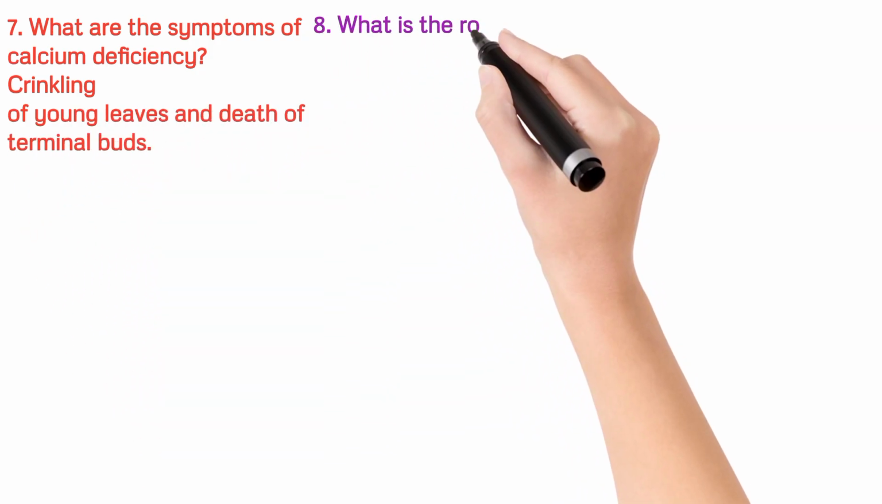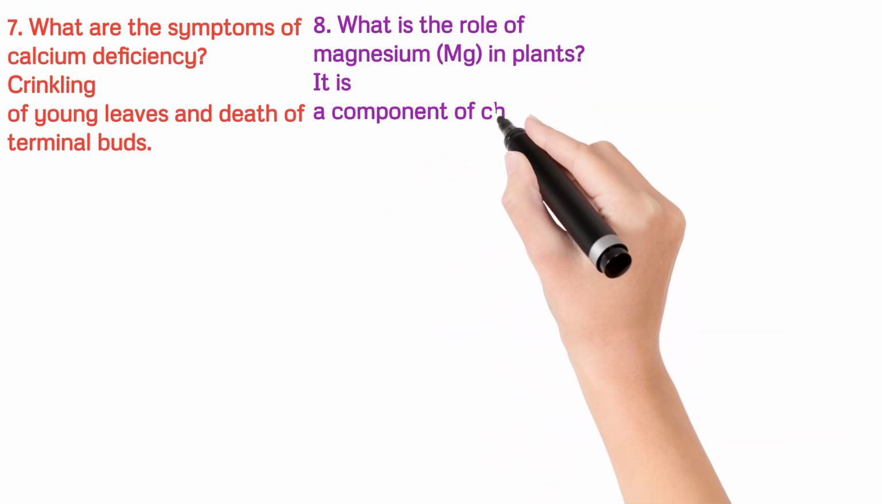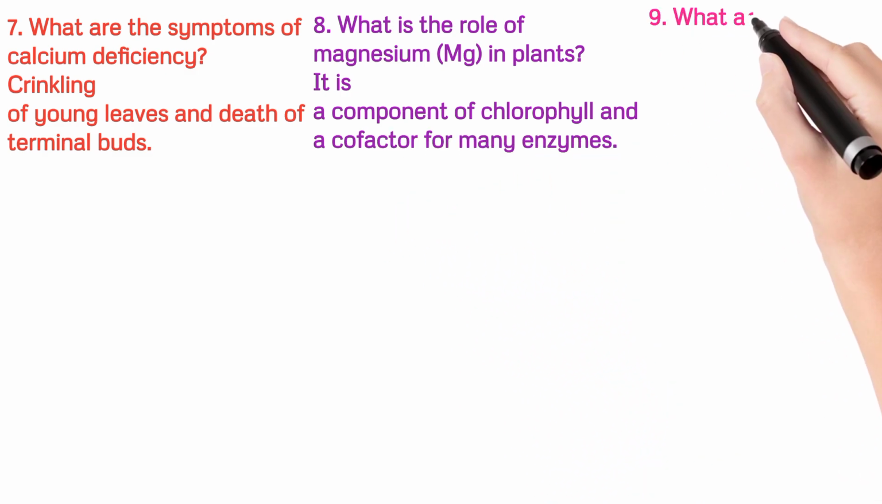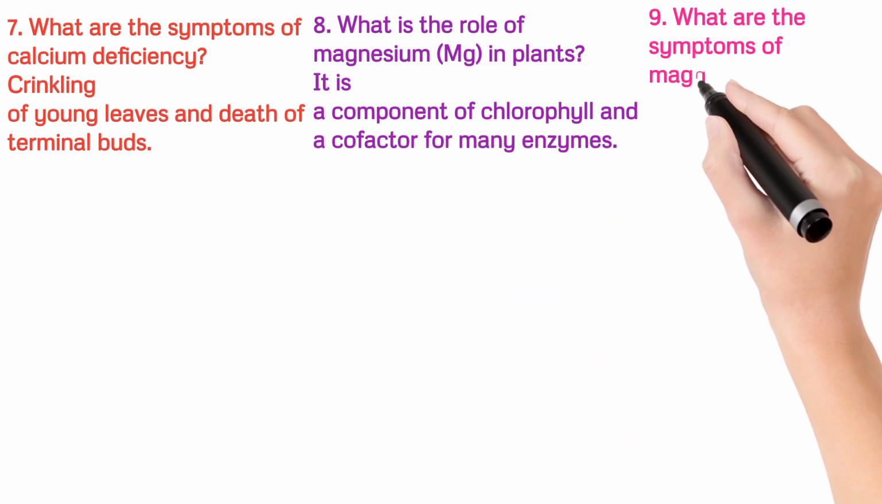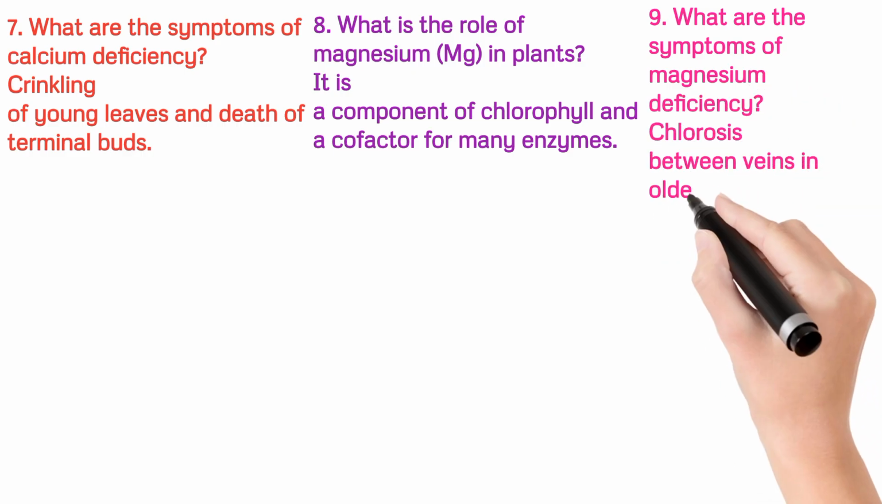8. What is the role of magnesium in plants? It is a component of chlorophyll and a cofactor for many enzymes. 9. What are the symptoms of magnesium deficiency? Chlorosis between veins in older leaves.